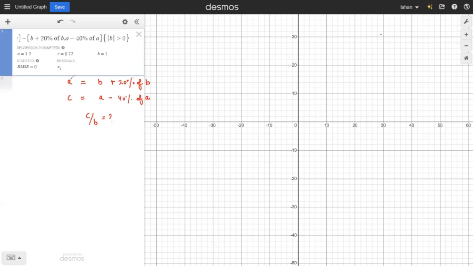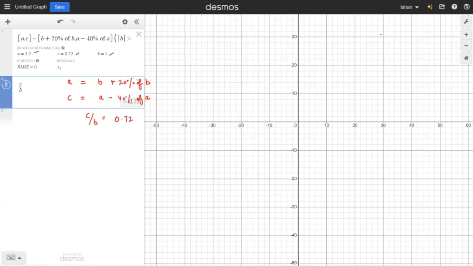Now we'll see that the values of A, B, and C are already given to me, that A is 1.2, B is 0.72, and sorry, C is 0.72 and B is 1. We just need to find the value of C by B. So no need to do that. Just write over here C by B. The value stands equivalent to 0.72. If I just write that, this is 0.72.